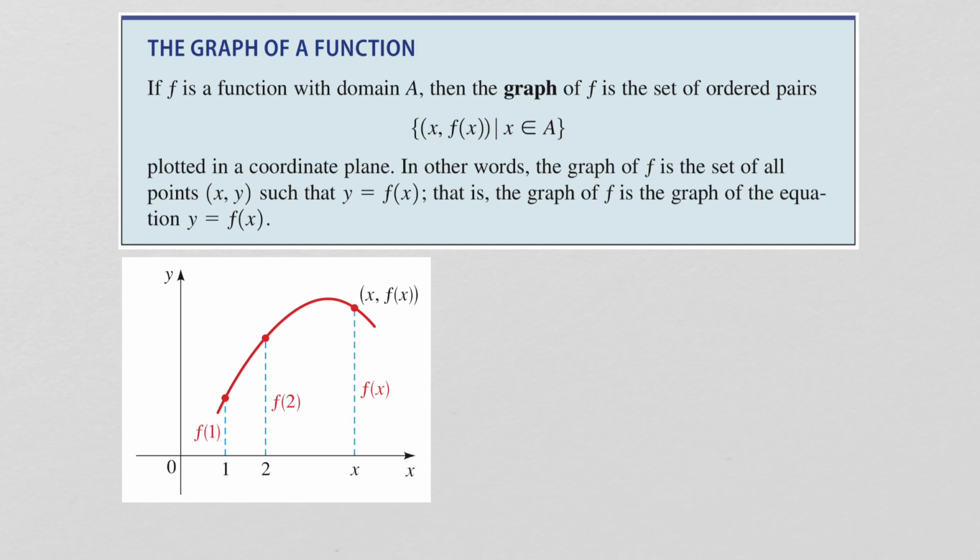So for example, if when we plug in x equals 1, we get this point, and when we plug in x equals 2, we get this point, etc., you can draw a curve that passes through the points that satisfy the equation.